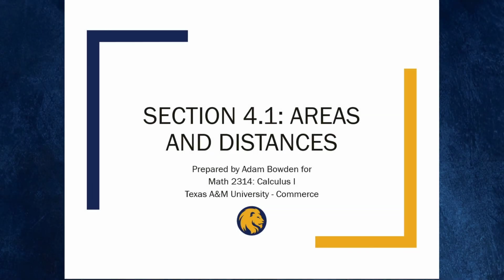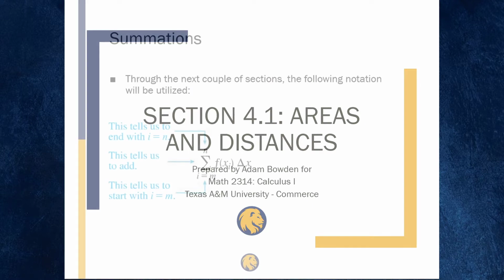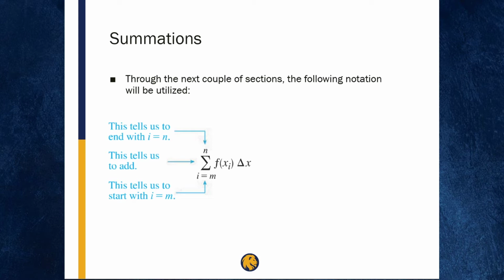In section 4.1, we're going to encounter the area problem and how we solve the calculation of area under a curve. Throughout this section, I might use the following summation notation. This letter stands for capital sigma, and it has an i equals m on the bottom and an n on the top. And the sigma symbol tells us to add together term by term.